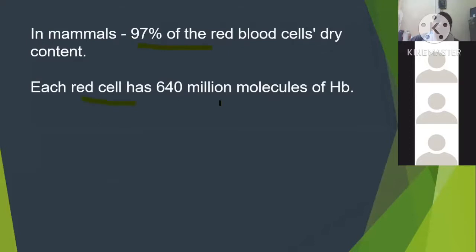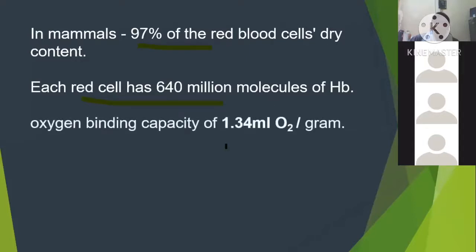As I told you, each RBC has around 640 million molecules of hemoglobin present in it. And you know the oxygen binding capacity: 1.34 ml of oxygen is bound to 1 gram of hemoglobin, which means 1 gram of hemoglobin can bind around 1.34 ml of oxygen. The diameter of the hemoglobin structure is 5.5 nanometers.